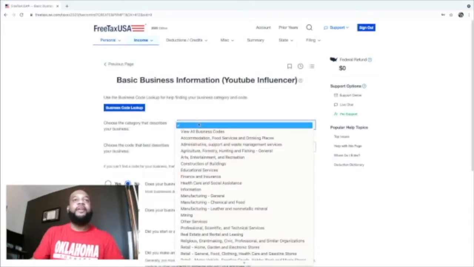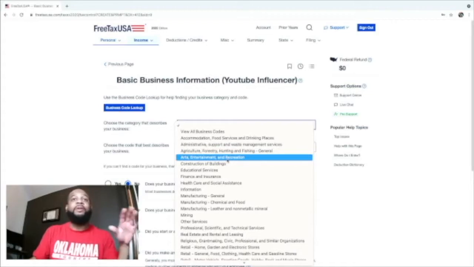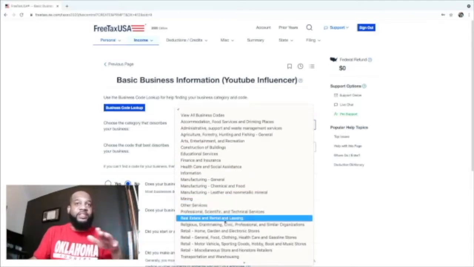Now, choose the category that best describes your business. You can do accommodation, food services. That's if you have like a food truck or something. We're going to do arts, entertainment, and recreation for this business because it's YouTube, it's entertainment. But you have a whole list of other things. And real estate is one of them.